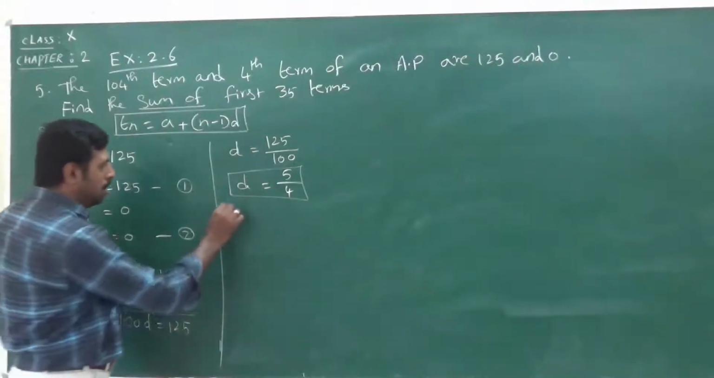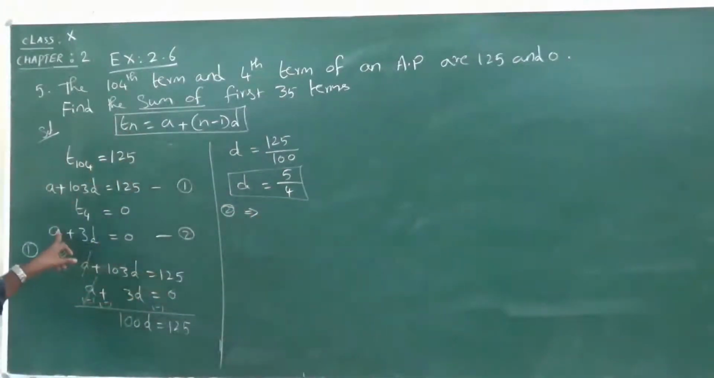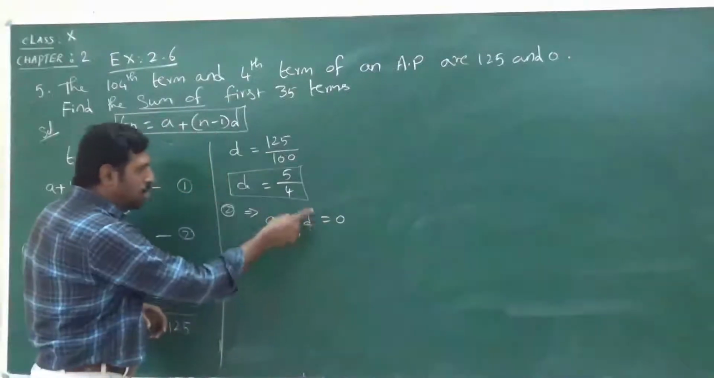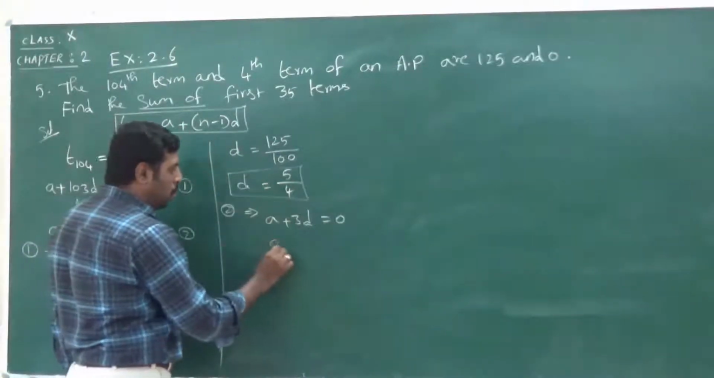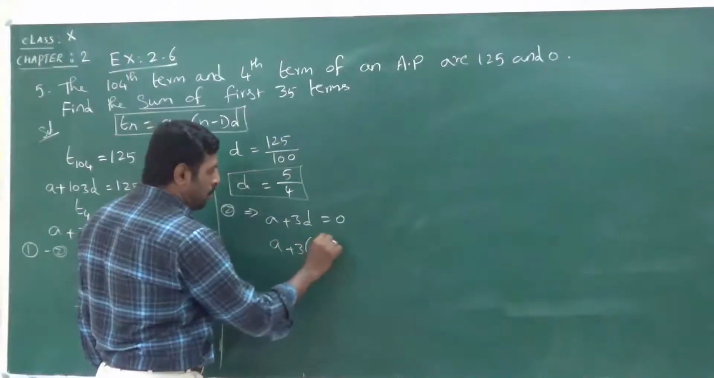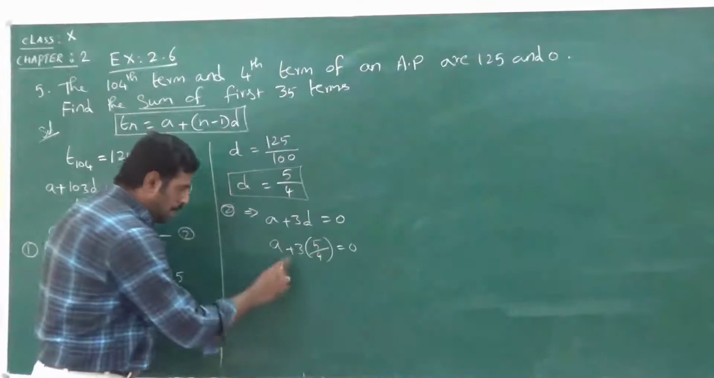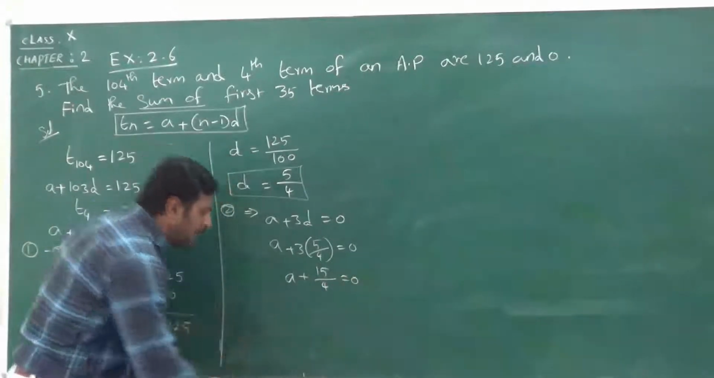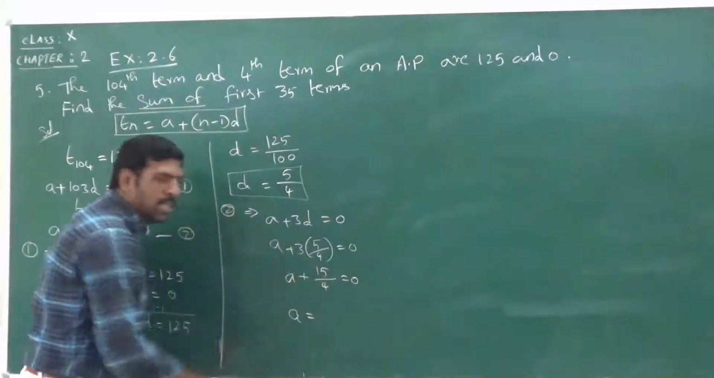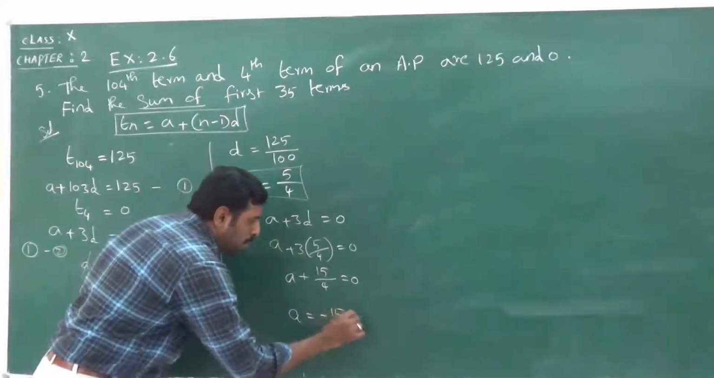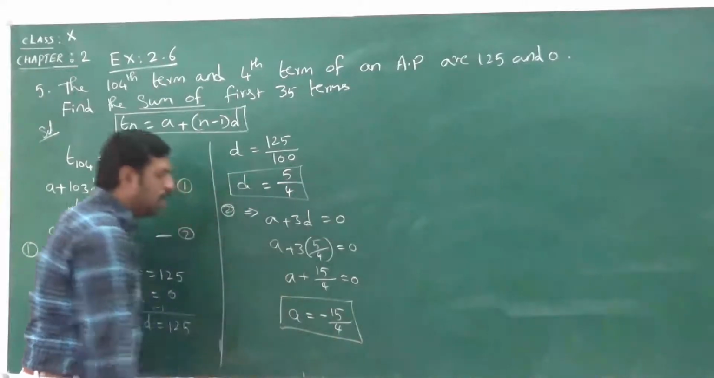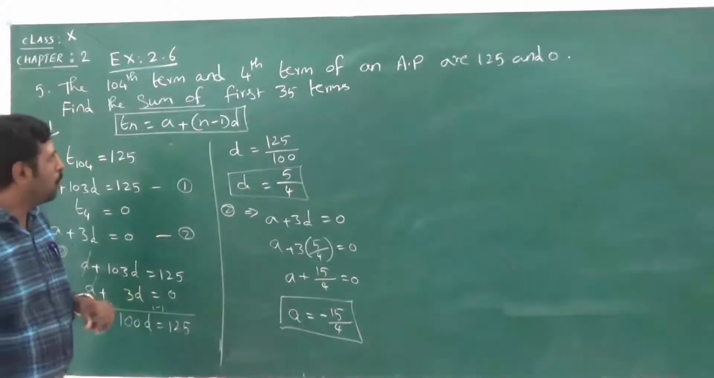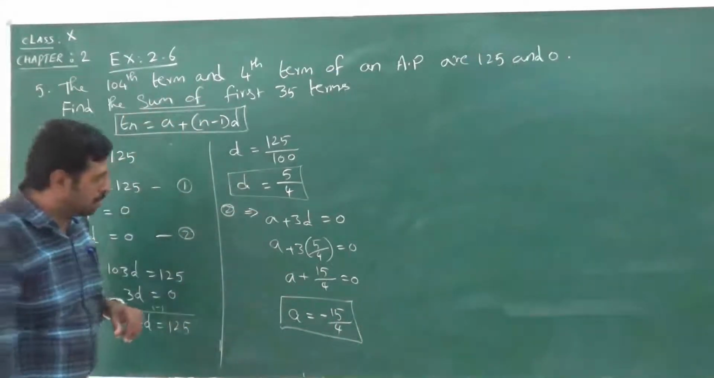Here I take the second equation, we have the equation a plus 3d equal to 0. In the place of d, I am going to replace the value 5/4. So a plus 3 times 5/4 is equal to 0. Then 3 5s are 15 divided by 4 is equal to 0. To find the a value, I take this plus 15 divided by 4 to the other side, we get minus 15 divided by 4. Now we know the first term a, which is the first term of AP, and d is the common difference. Now we want to find out the sum of the first 35 terms.